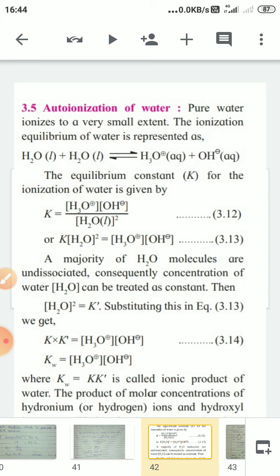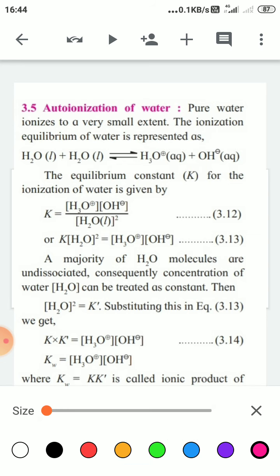the equilibrium of ionization of water is represented as H2O plus H2O, that means one water molecule plus another water molecule, it produces H3O plus and OH minus ions in aqueous solution, and therefore the equilibrium constant K for ionization of water is given as K is equal to concentration of H3O plus into concentration of OH minus divided by concentration of H2O raised to power 2.